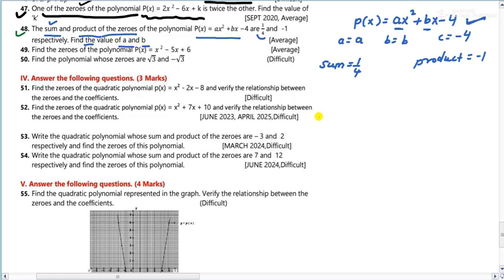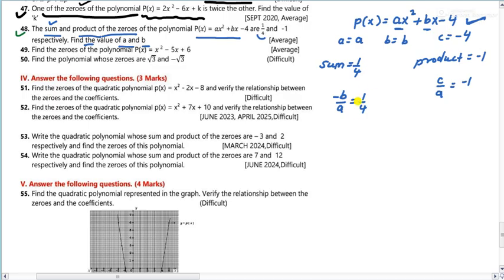Right? Okay, now what is the formula of sum? It is minus b by a. So I'll write directly here, minus b by a is equal to 1 by 4. Are you following? Okay, now product is c by a. So I'll write this side, c by a equals to minus 1. Any doubt till here?